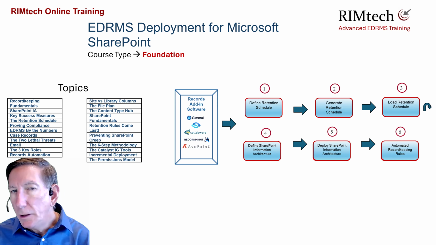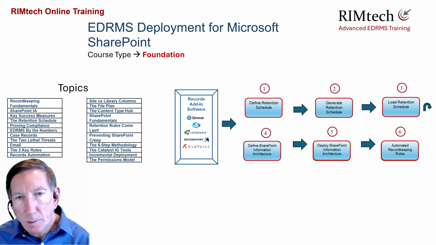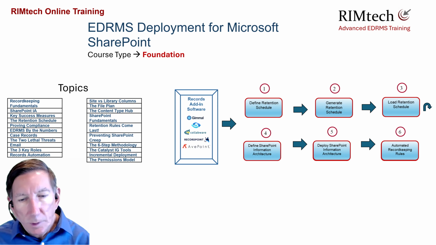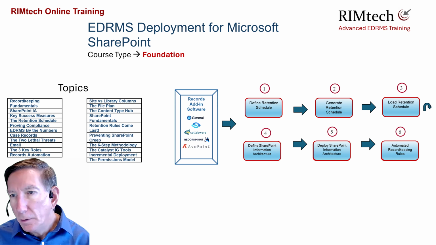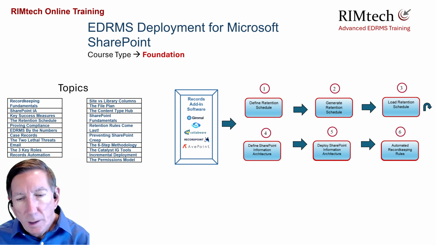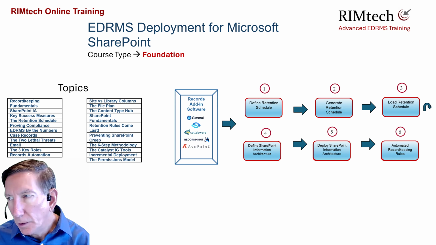First, you have to restructure your retention schedule. We'll talk about why and how to do that. Then we'll generate a retention schedule that the software can ingest, because you have to load that into the software in step 3. That means the retention schedule will have to be machine readable and machine actionable. Every single retention rule must be acted on by a machine. Users will never see, interact with, or care about the retention schedule in a modern EDRMS.